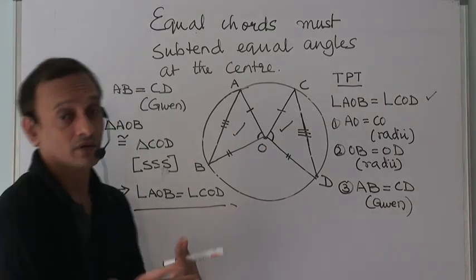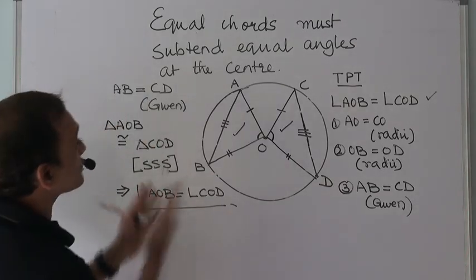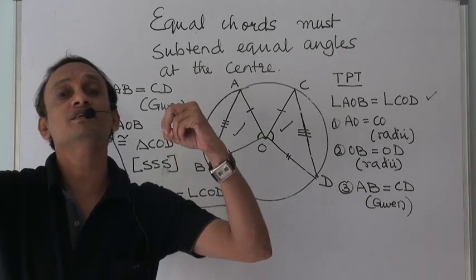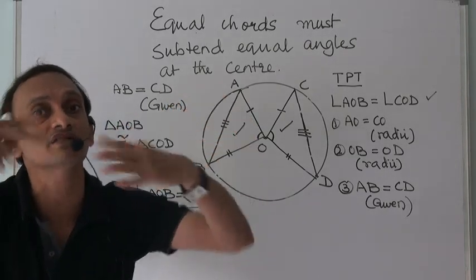Now, obviously, we wish to check the converse of this property. That means if we have two chords whose lengths are not known, but we can see that they are subtending equal angles at the center.